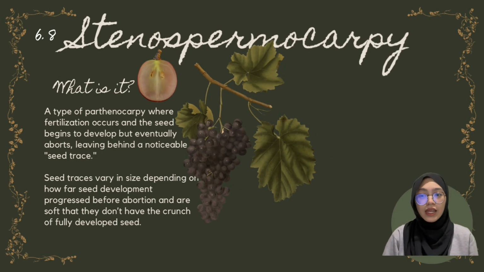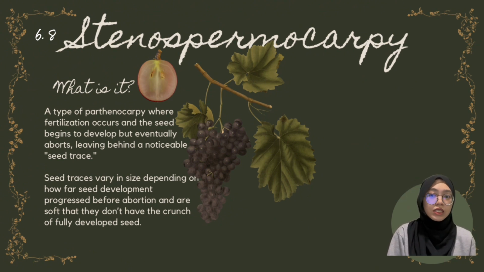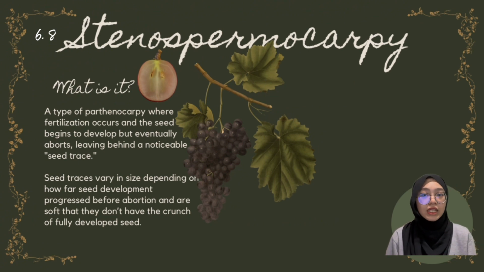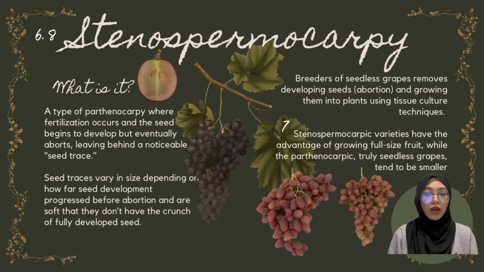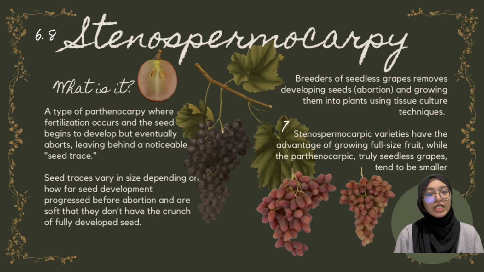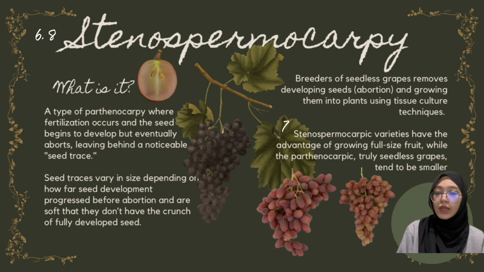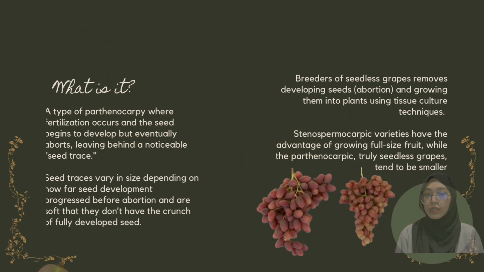There is also stenospermocarpy, which is a type of parthenocarpy where fertilization occurs and the seed begins to develop but eventually aborts, leaving behind a noticeable seed trace. Seed traces vary in size depending on how far seed development progressed before the abortion and are generally soft enough. Breeders of seedless grapes remove developing seeds and grow them into plants using tissue culture technique. Stenospermocarpic varieties have the advantage of growing full-size fruit, while the parthenocarpic seedless grapes tend to be smaller.